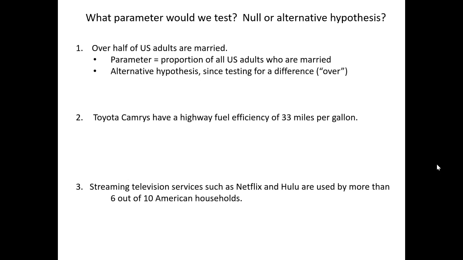Okay, so the parameter, what proportion of all U.S. adults are married? And since we're testing that it's over half, that's some kind of difference. And differences go in the alternative hypothesis. All right, so why don't you think about number 2 and 3, pause the video if you need to, and then check your answer in just a second.